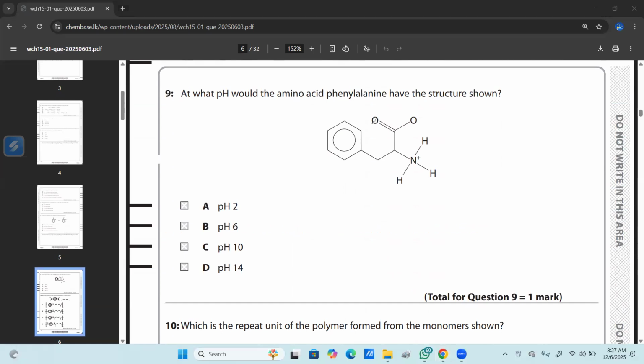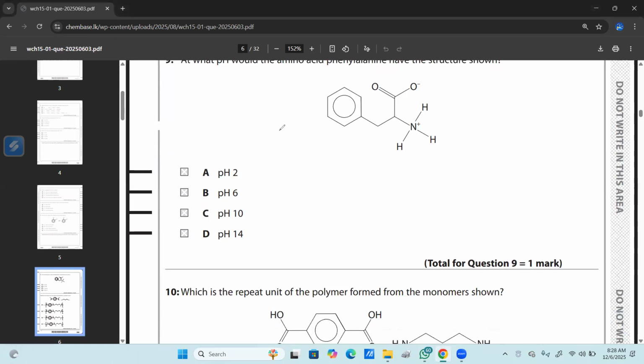Then the ninth one: at what pH would the amino acid phenylalanine have the structure shown? You can see, children, if it's an amino acid, you have to have a carboxylic acid and the amine end. Here the amine is protonated and the carboxylic acid is deprotonated. So this should be the pH when it is forming a zwitterion. You have to know the pH of phenylalanine when it is forming the zwitterion. That is also direct theory, which is pH 6.